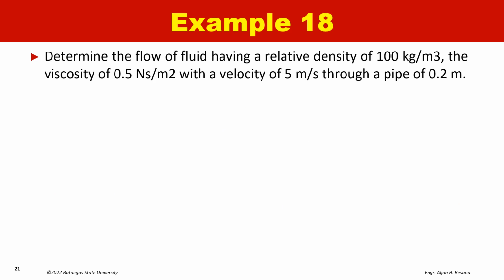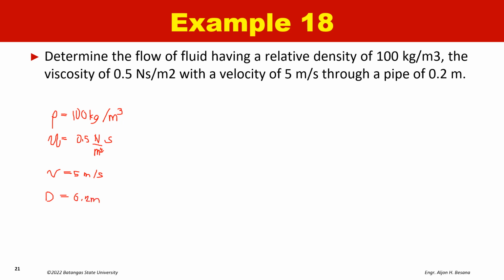Determine the flow of fluid having a density of 100 kilogram per meter cube, so density is equal to 100 kilogram per meter cube. We have a viscosity of 0.5 Newton second per meter squared, and a velocity of 5 meters per second through a pipe with a diameter of 0.2 meters.